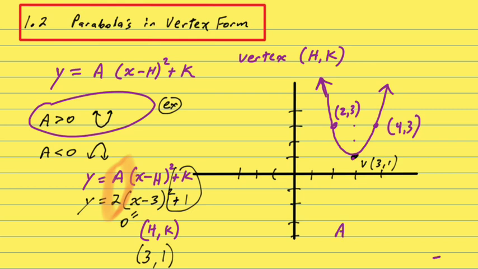If they ever ask for the axis of symmetry, it's always going to be x equals the x coordinate. In this case, x equals h. So the h is 3.